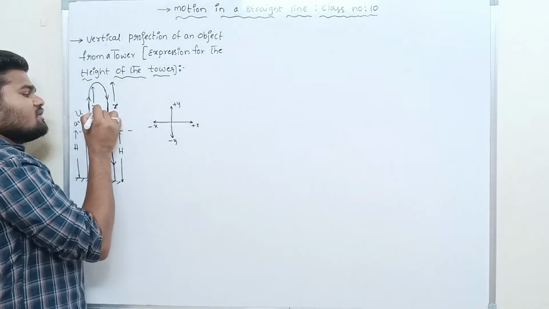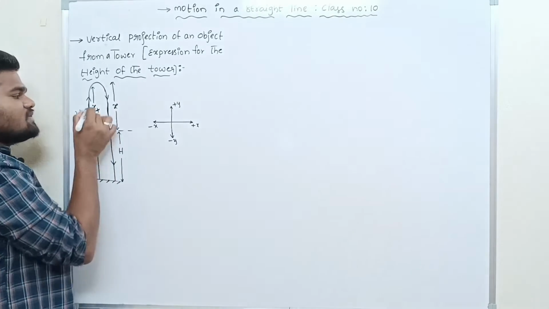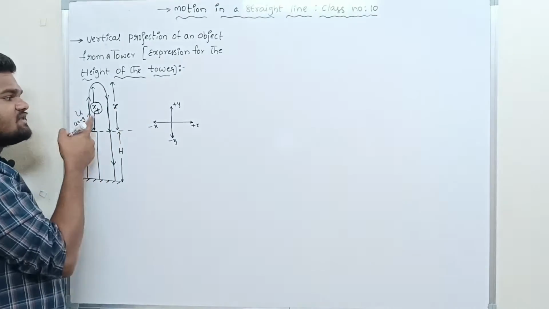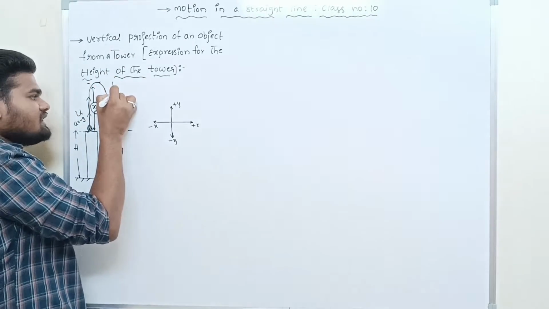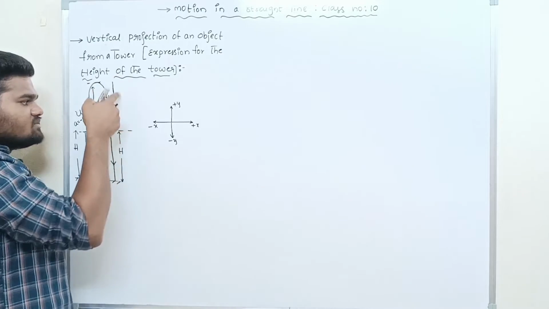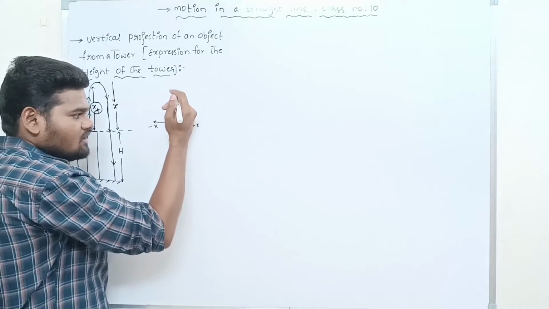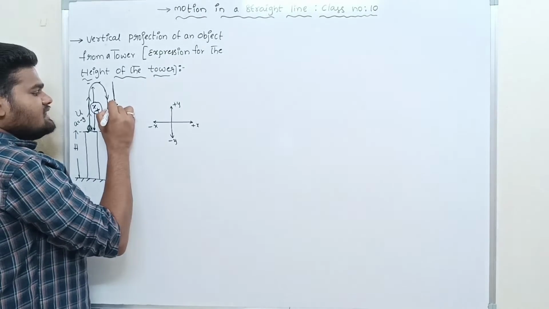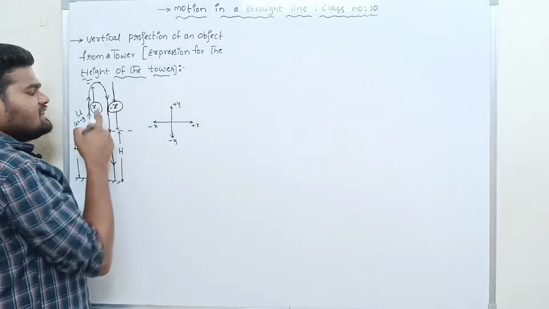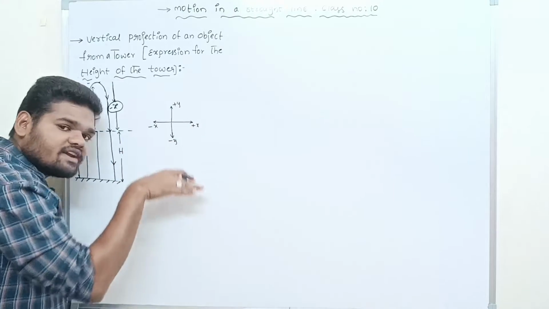Then the displacement of the object is what? Positive. Displacement of the object is how much? Plus x. Here, after reaching the maximum height, the displacement of the object is towards the ground. Have a look. Towards the ground along the negative y-axis. Then this displacement is how much? Minus x. Are you getting? It is moving towards the ground.